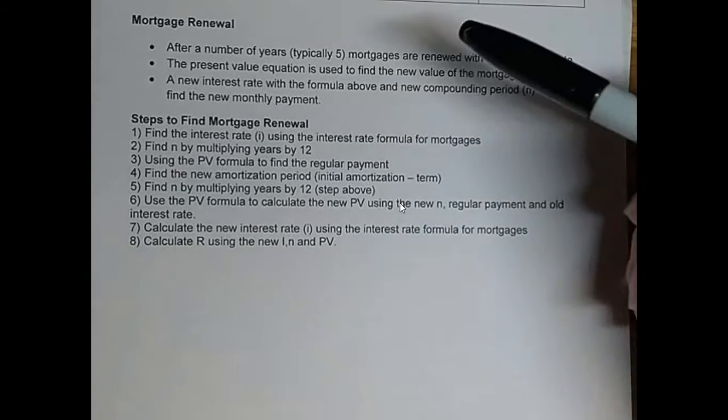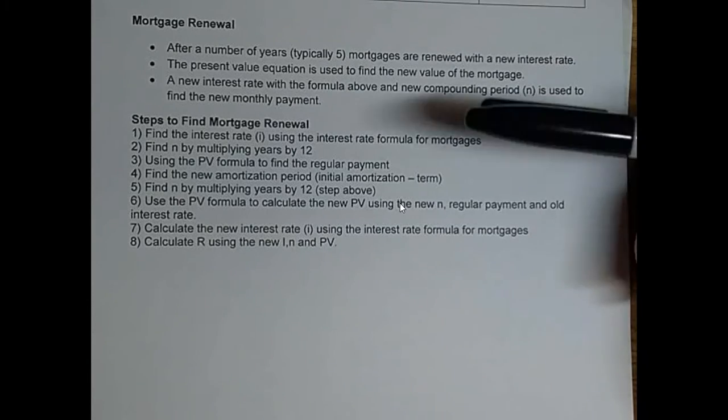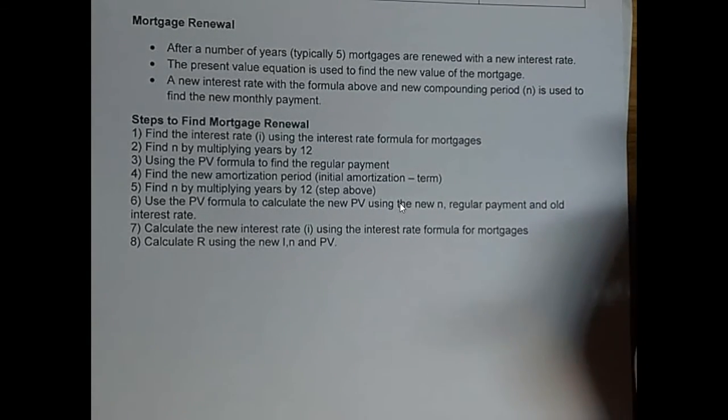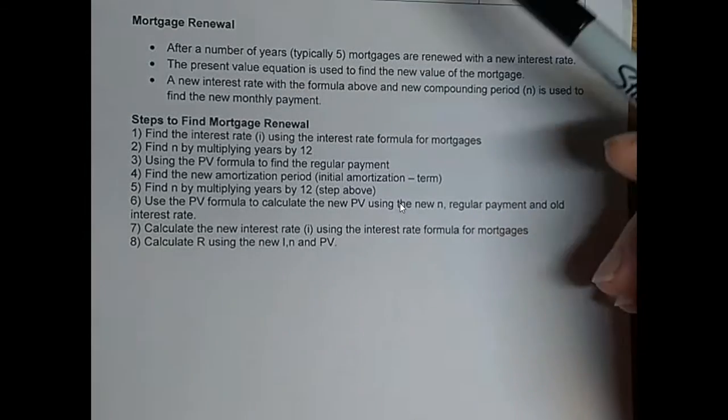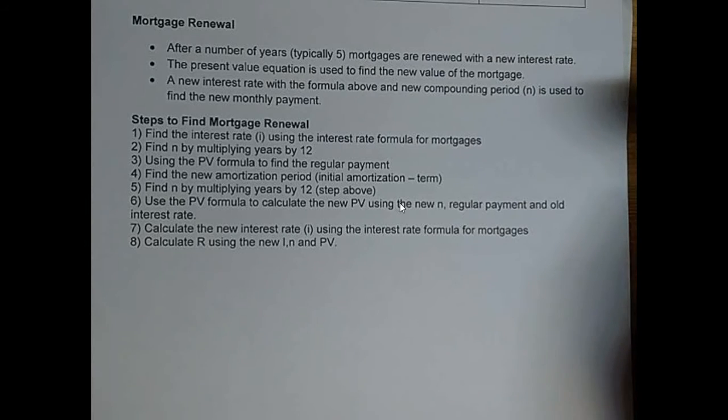Okay, we're going to look at mortgage renewals now. After a number of years, usually 5 years or so, mortgages are renewed with a new interest rate. The present value equation is used to find the new value of the mortgage. After 5 years, we're going to use the present value formula to figure out how much is still owing to the bank. A new interest rate with the initial formula from way up there, and a new compounding period, is used to find the new monthly payments.